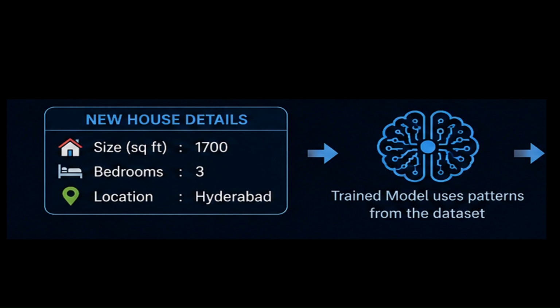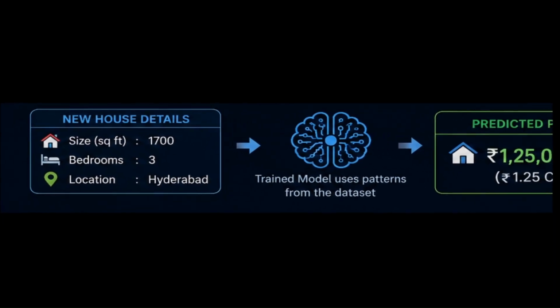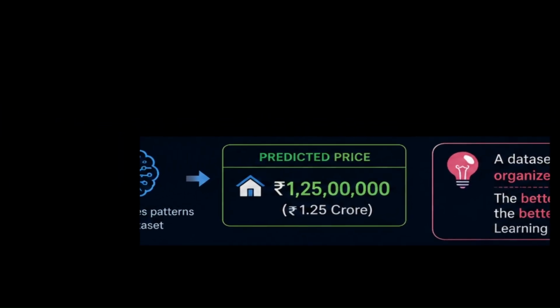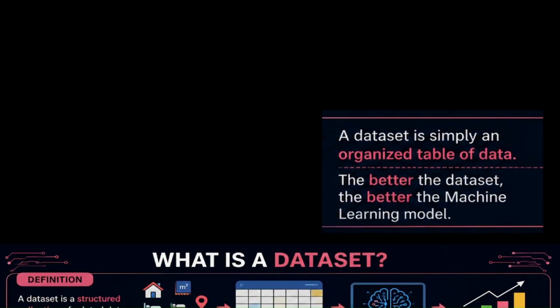And finally we give new data to the trained model. That model will find the patterns from the data set, and it will predict the price of the house. So this is about the data set.